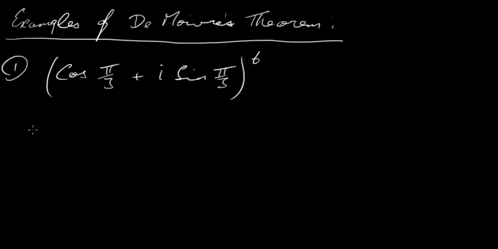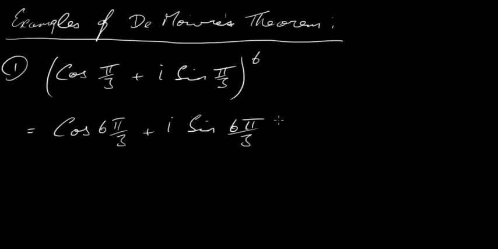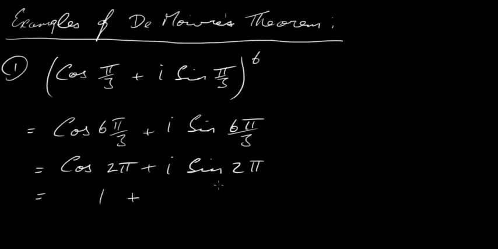So de Moivre's theorem just tells us that we can put the 6 here and multiply the angle by 6, so it's cos of 6 pi over 3 plus i sine 6 pi over 3. And this will just give me cos of 2 pi plus i sine 2 pi. The 3 will divide into the 6 twice. So the cos of 2 pi, as we know, is 1, and the sine of 2 pi is 0.